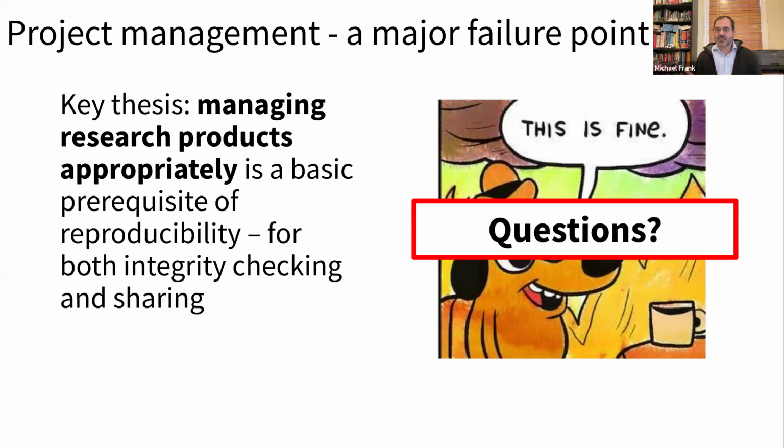So the basic thesis of this webinar then is that project management is a major failure point. Managing research projects appropriately is this foundational prerequisite for reproducibility, both for checking the integrity of papers and then for sharing those out and making the materials and research products that you create as impactful as possible. Okay, so I'll pause here briefly for questions about the meta science or the general ideas here, and then we'll dive into project management principles.